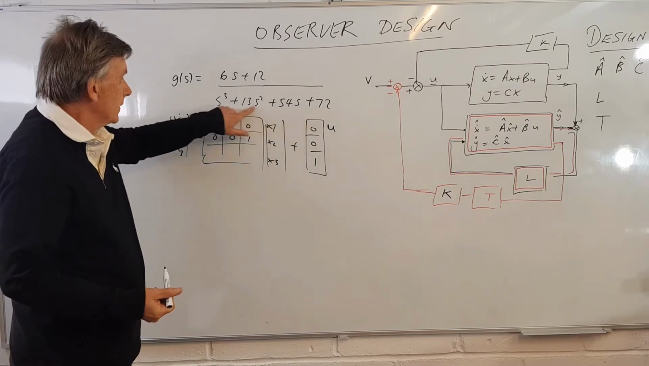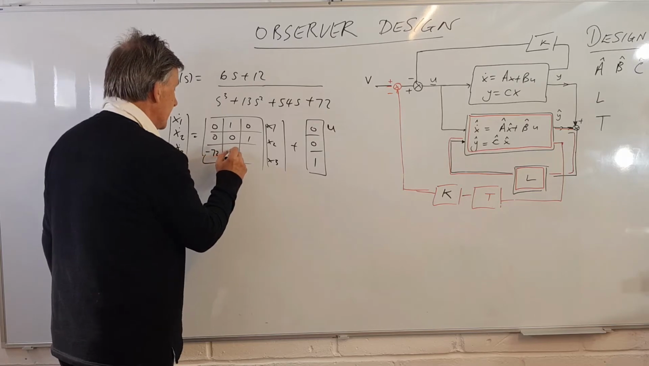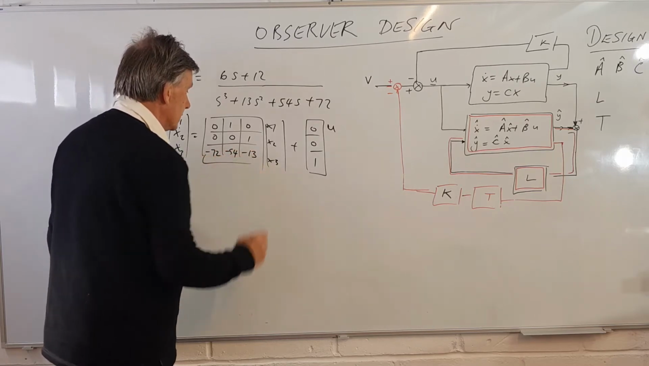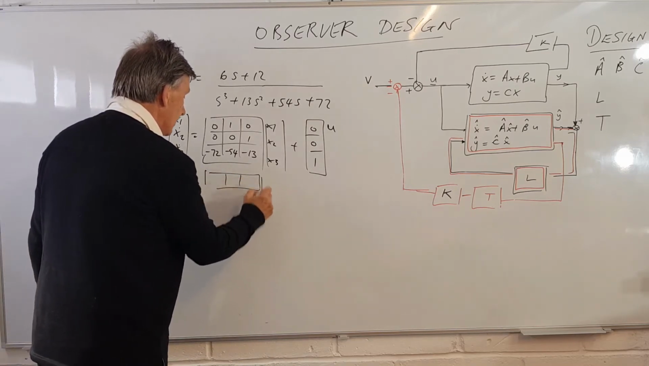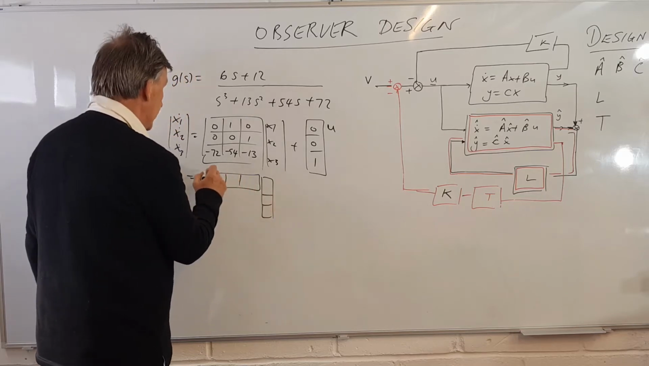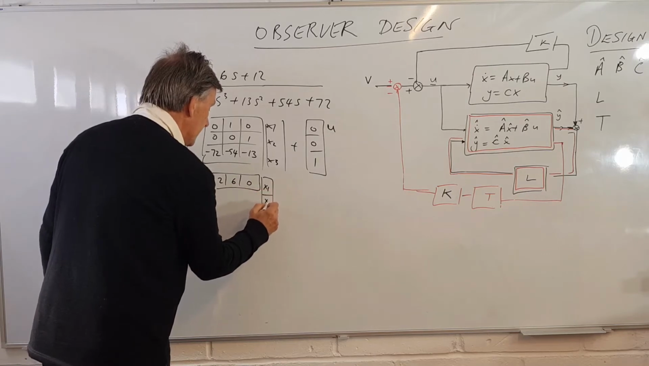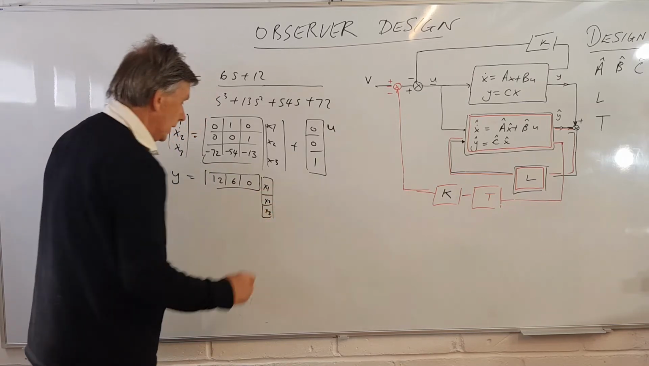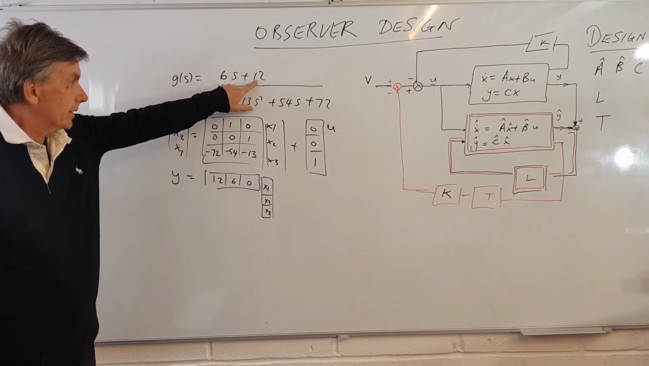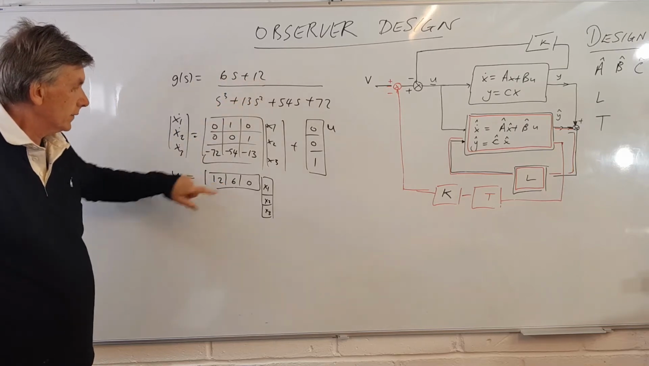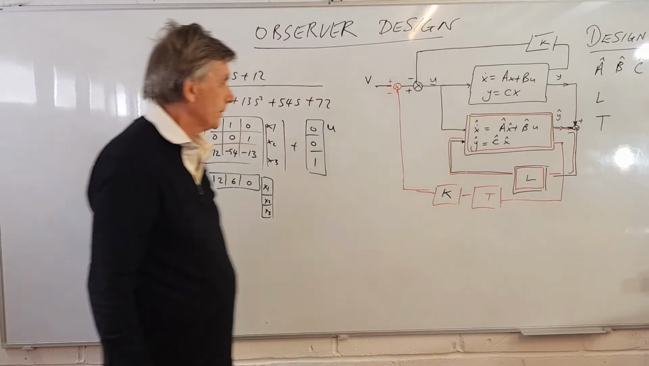Then put these numbers here in reverse order on here with negative signs. So it's going to be minus 72, minus 54, minus 13. And the output y will be given by 12, 6, 0, times x1, x2, x3. These numbers here come from these numbers again in reverse, but this time with positive signs, 12 and 6. So these now represent our state space equations which go in there.